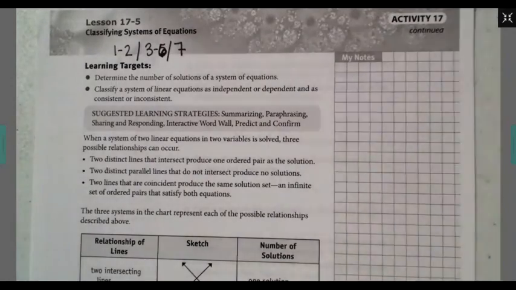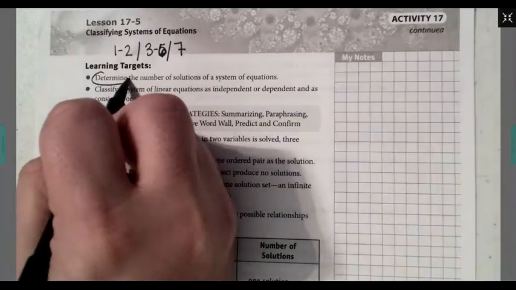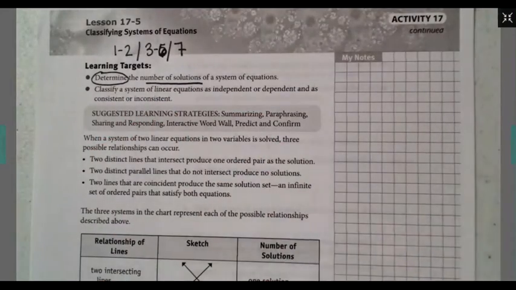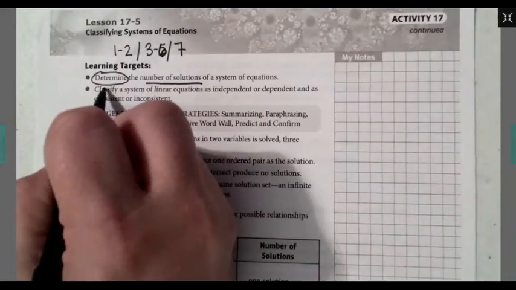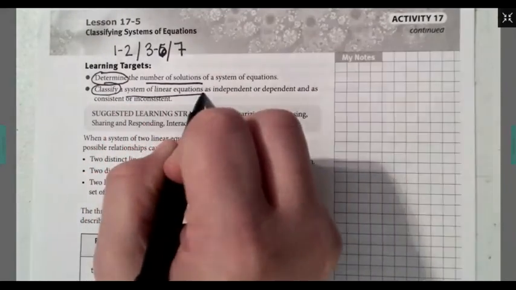Our first learning target says, determine the number of solutions of a system of equations. So we have determine number of solutions. Second, classify a system of linear equations as independent or dependent and as consistent or inconsistent. And this would be classify a system of linear equations.